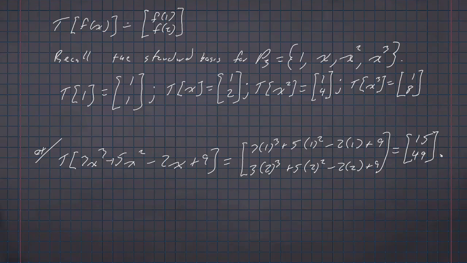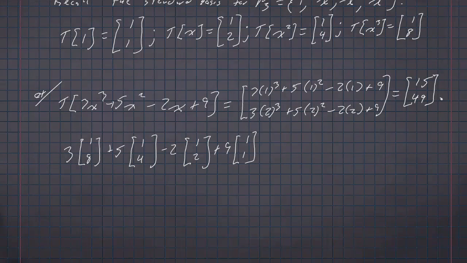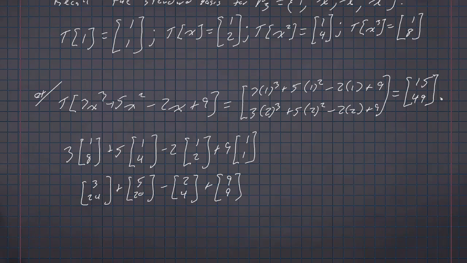Or if all I had to work with was the action on the basis, this is going to be 3 times the transformation on x cubed, which is 1, 8, plus 5 times the transformation on x squared, which is 1, 4, minus 2 times the transformation on x, which is 1, 2, plus 9 times the transformation on 1, which is 1, 1. And then you see that the calculations actually end up about the same. We've got 3 plus 5 minus 2 plus 9, which is still 15. We've got 24 plus 20 minus 4 plus 9, which is still 49. You get the same thing either way you approach this particular linear transformation.